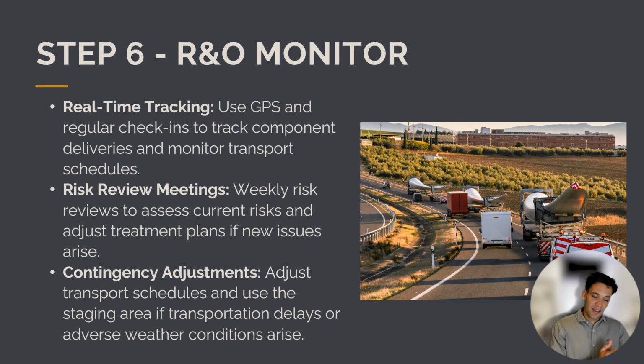Once we've decided to implement these specific risk response strategies, we then need to monitor how effectively we're managing the project risk. So we're going to use real-time tracking. We're going to use GPS and regular check-ins on each of our deliveries to make sure that they're progressing as planned. We're going to have regular risk review meetings, so once a week, once a month. We're going to have a workshop to reevaluate the risks, and we'll determine how effective our response strategies are. And we're going to maintain our contingency and adjust it as we proceed through the project.